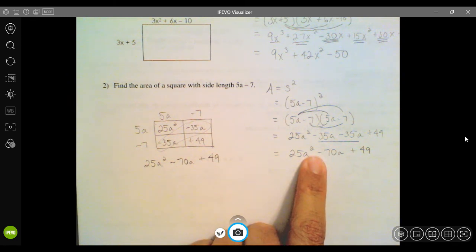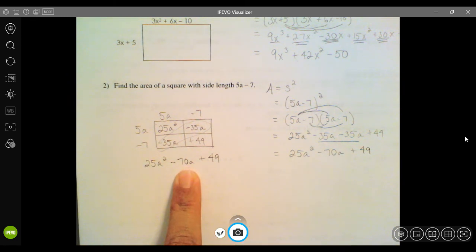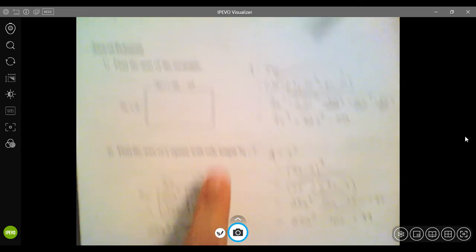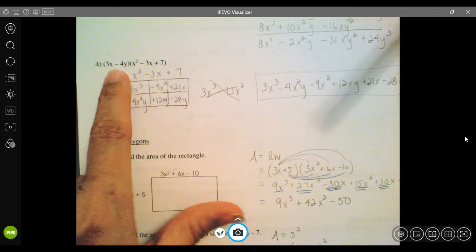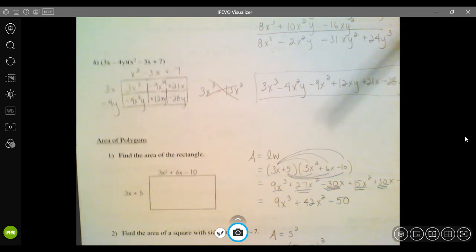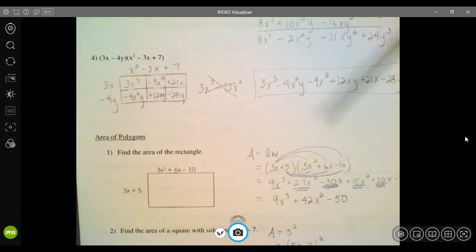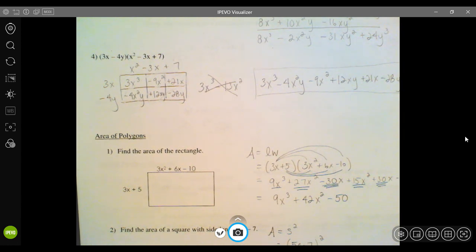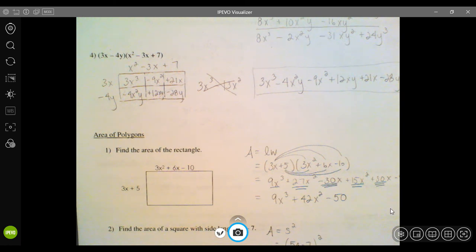All right, so multiplying. You'll use the FOIL method. You'll use the box method. Just make sure that every term here gets multiplied by every term there. We're going to combine like terms as needed. And there you go. That's how it works.